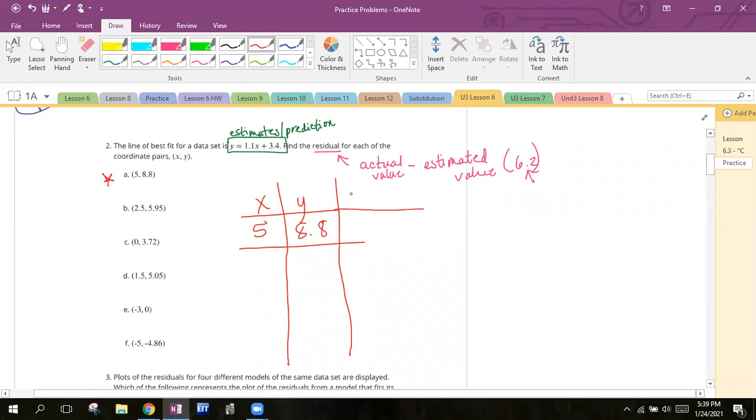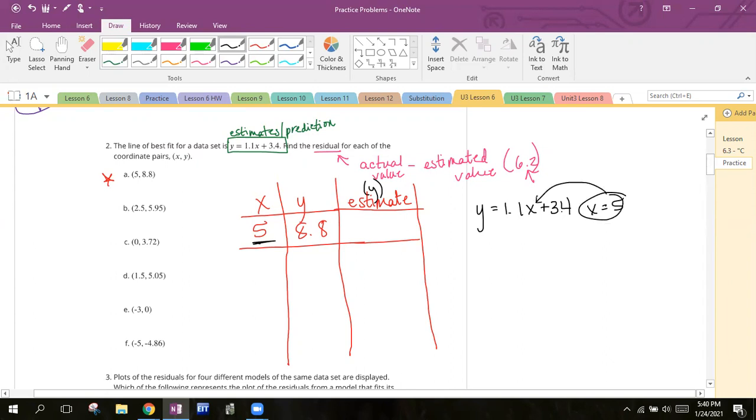Now, next we want to do the estimate. Okay, well, how do we do the estimate? Well, we know we have to use that equation. So we have y equals 1.1x plus 3.4. Okay, so that estimate is going to be for our y value. We know that x is 5, so we're going to plug it into our equation. Okay, we're going to find the estimated value. So we'll do y equals 1.1 times 5 plus 3.4. Plug that all into your calculator and you get 8.9.